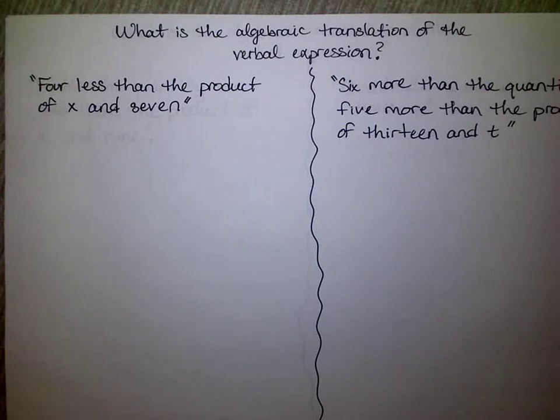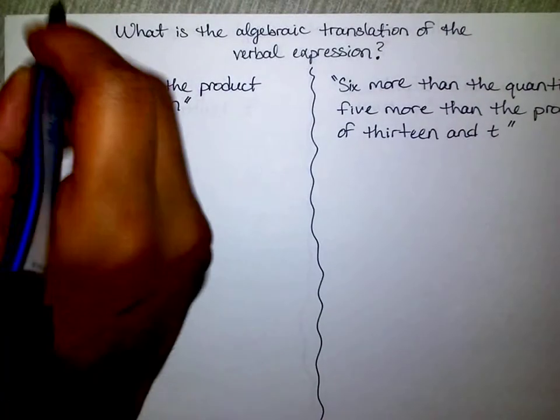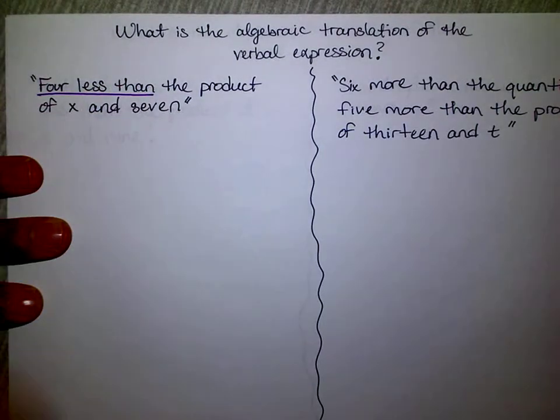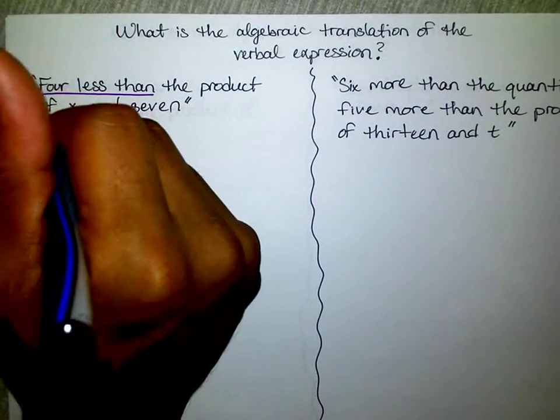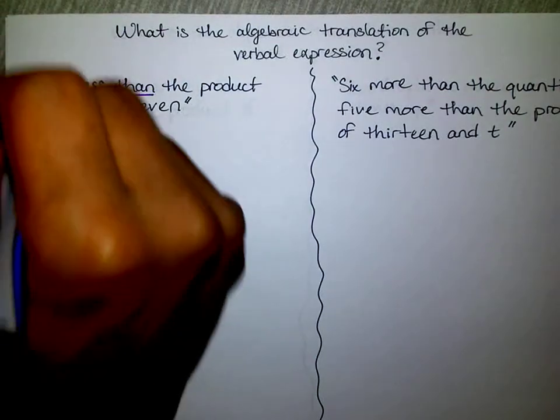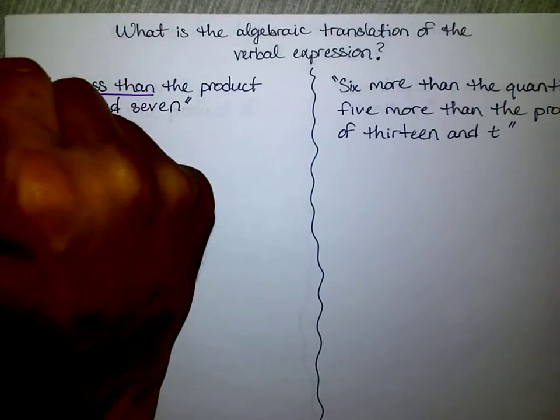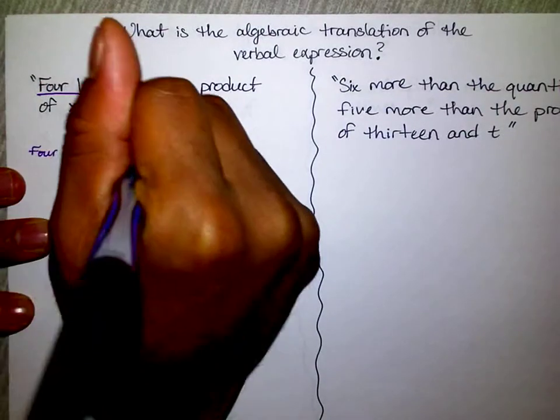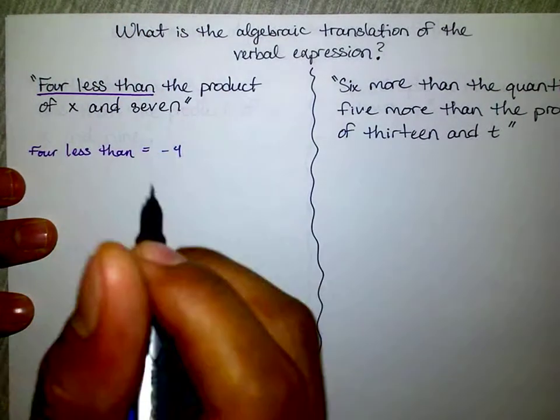Alright. Well, first thing I want to go ahead and do is underline some key points here. It says 4 less than the product of x and 7. The first thing I want to key in on is 4 less than. I can represent that by saying -4. So 4 less than is -4.